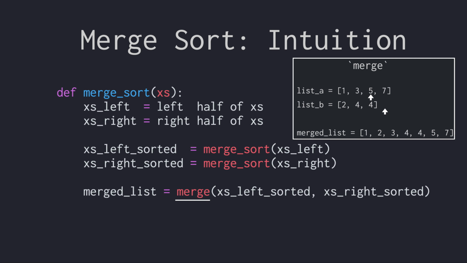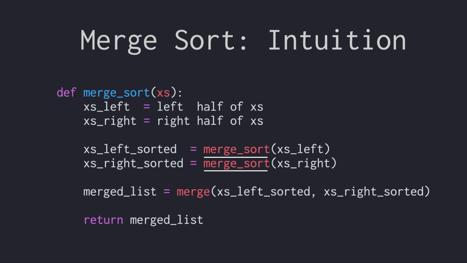Now, the second thing we know is that merged list is sorted. How do we know that? It's because x's left sorted and x's right sorted were each sorted, and we know that what the operation merge outputs is also sorted. So merged list, by the definition of how merge works, is sorted. So we have that merged list contains every element that used to be in x's and is sorted, which by definition is the sorted version of x's. So we're done. We return merged list and we're done with merge sort.